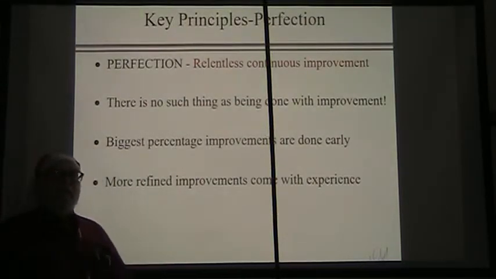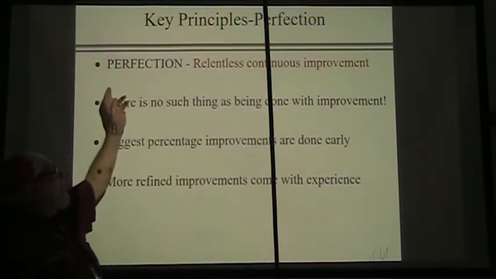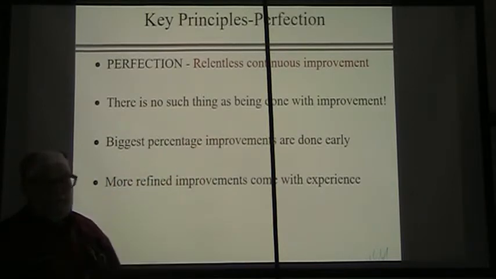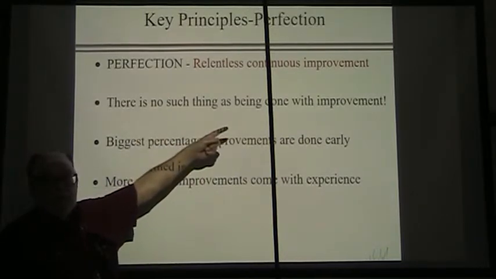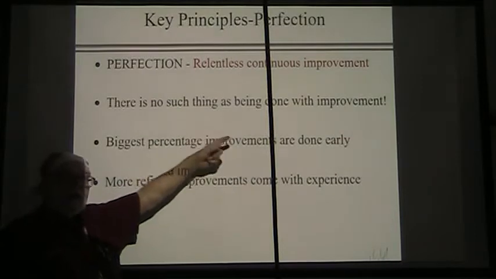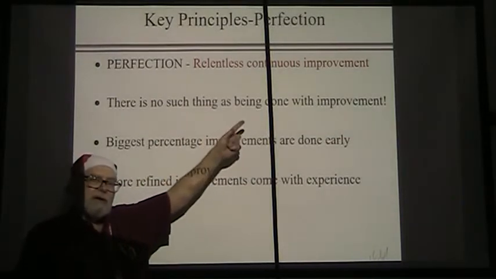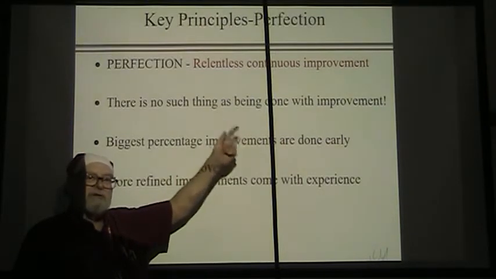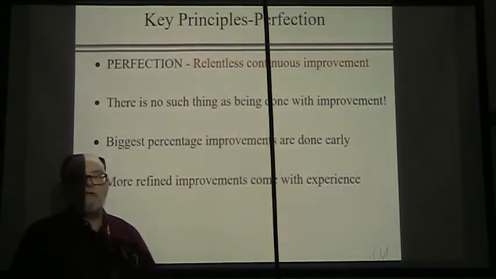And the last of our key principles is perfection. Again, relentless, continuous improvement. We're never done with improvement. Toyota, the world champions, say that they still have 20 to 30% waste in their processes, and they're working to eliminate that all the time.